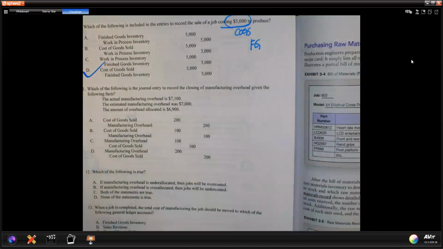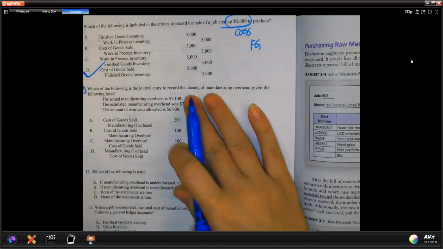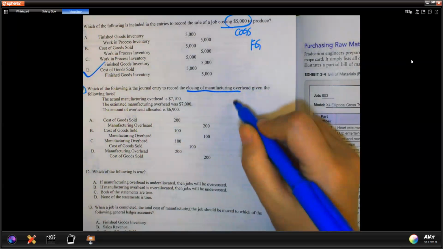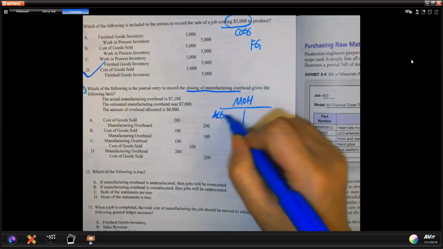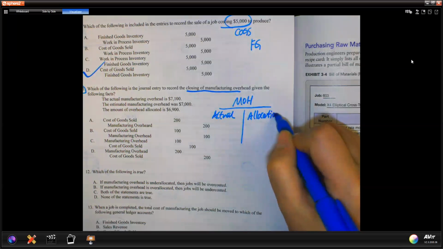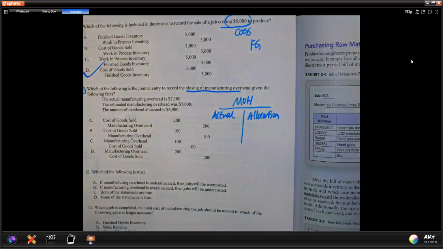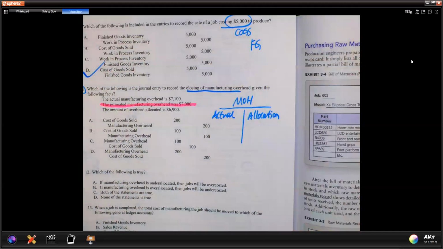Next one, this is a good question. When you do closing of manufacturing overhead, you always compare your actual with your allocated. You never ever use your estimated.